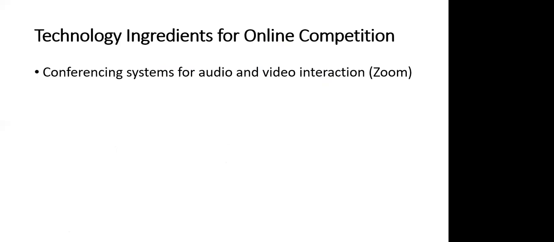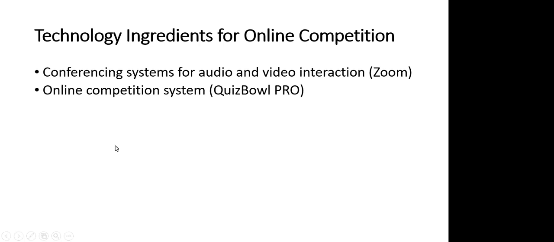First, there's some sort of conferencing system for audio and video, like we're using Zoom right now. The quick recall activity is essentially an auditory activity. So it's fundamental that you have a platform that you can use in order to hear the questions and then hear the answers when the students ring in. That's a separate system from the online competition system.